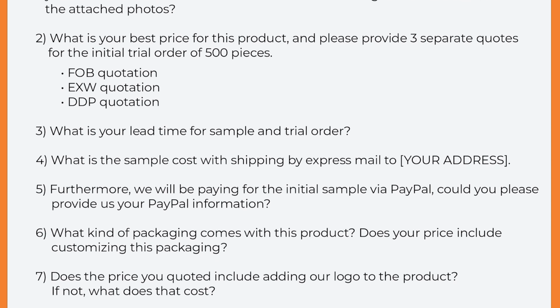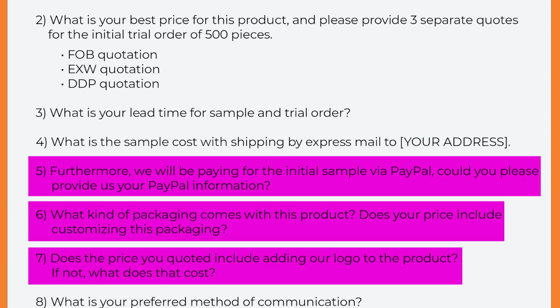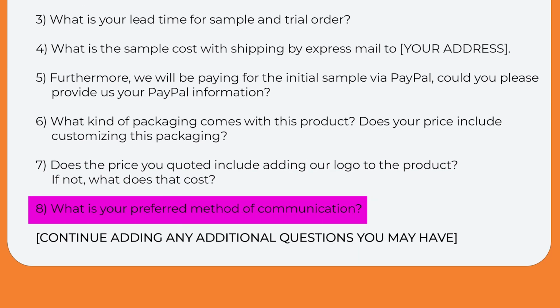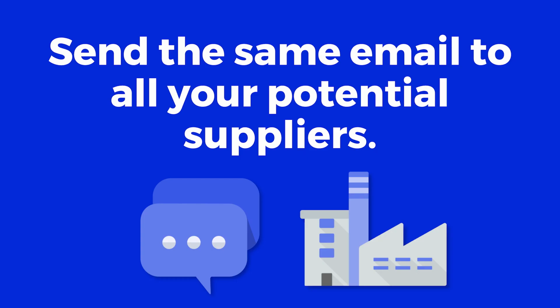Next, ask what their payment terms are, what type of packaging they offer, and whether or not their price includes customizing the packaging. And then ask if there are any additional charges for adding your logo to the product itself. Lastly, see if they have another preferred method of communication. You may find that they can respond much faster through an app like WhatsApp. And then just a quick note here, make sure you send this exact same email out to your entire list of suppliers so that you can judge the responses equally.